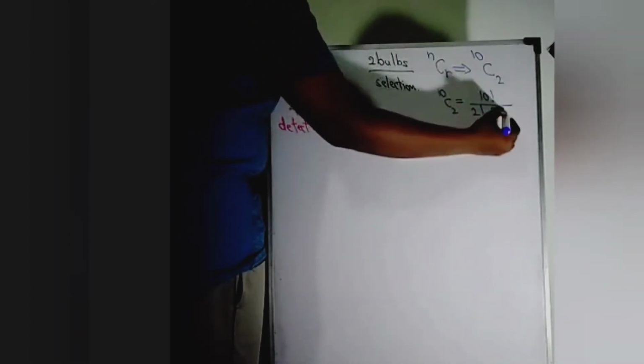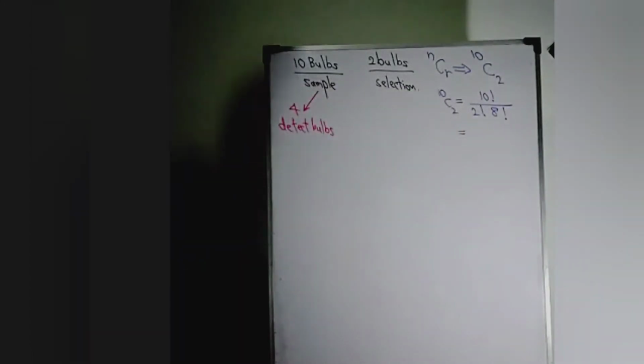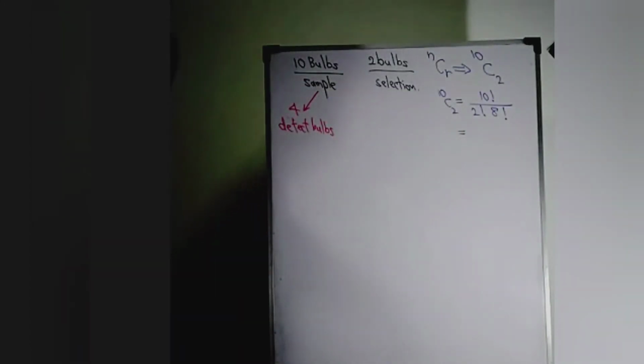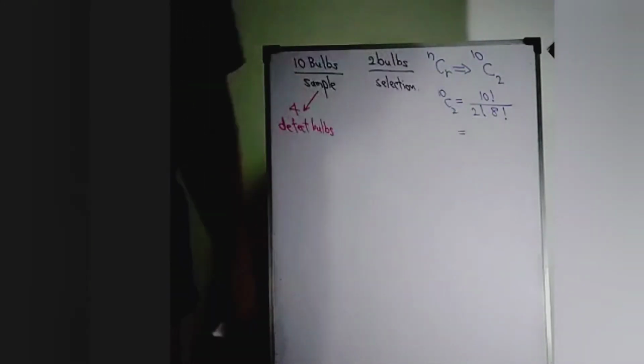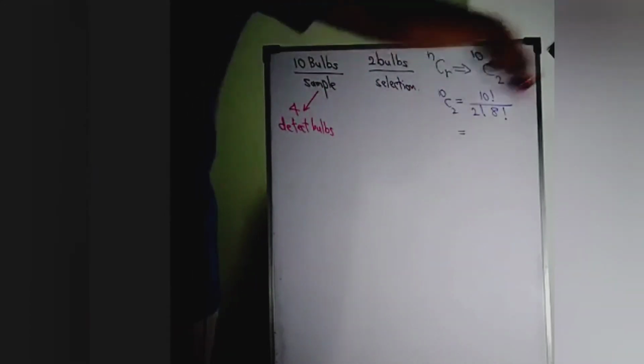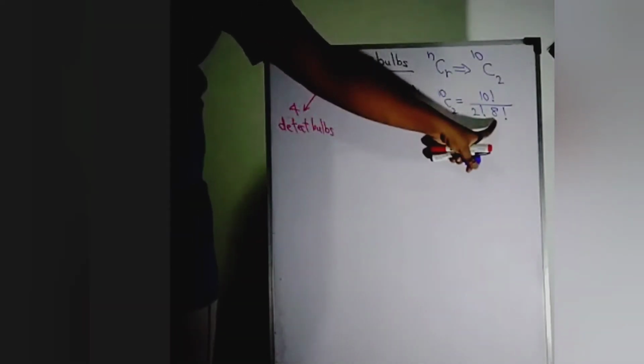10C2 means 10 factorial divided by 2 factorial, then subtract these 2, it is 8 factorial. So what is 10 factorial? That is the product from 1 to 10. Here in the denominator we have 1 to 8. So without writing all the digits from 1 to 10, you can simplify like this. 1 to 8 will cancel 1 to 8 of the numerator.